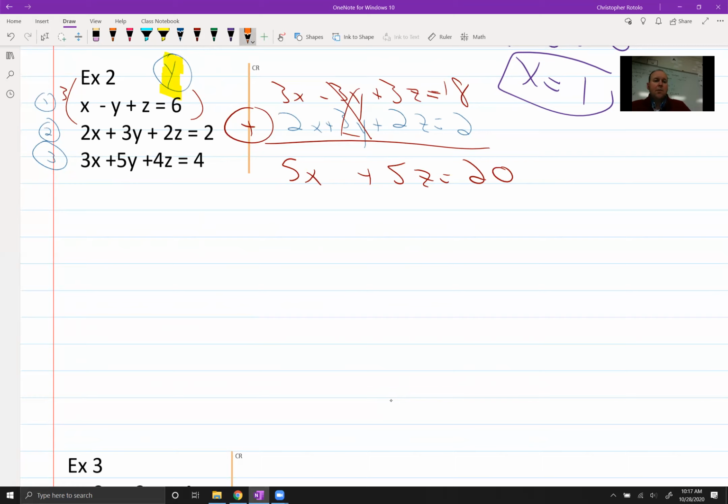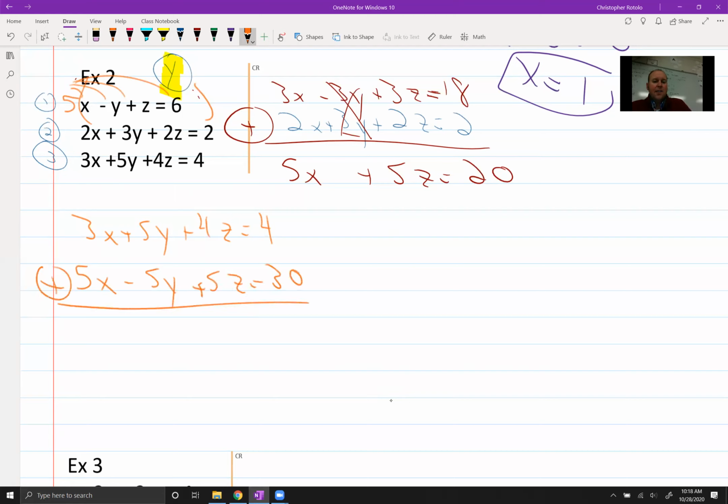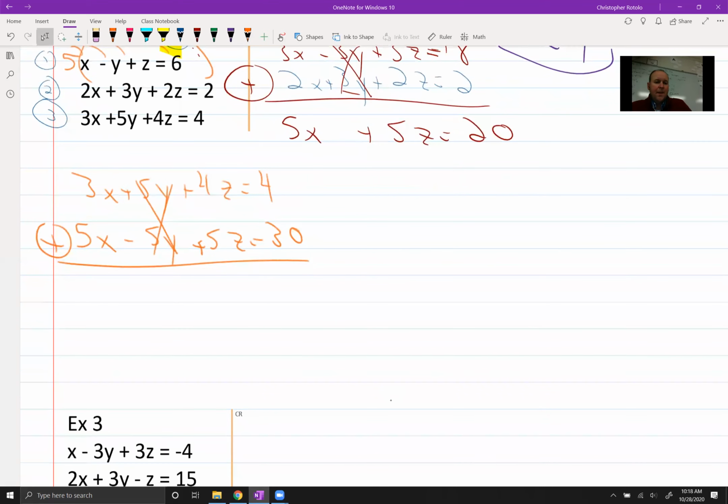So this time, instead of multiplying by 3, because I need to work with this third equation now, 3x + 5y + 4z = 4. And I'm going to go back to this first equation because it's so easy to manipulate, because all the coefficients are 1 or -1. So if I have 5y, I want to multiply by 5. So eventually I have -5. All right, so 5x - 5y + 5z = 30. And we'll add these together and eliminate the y value. 8x + 9z = 34.